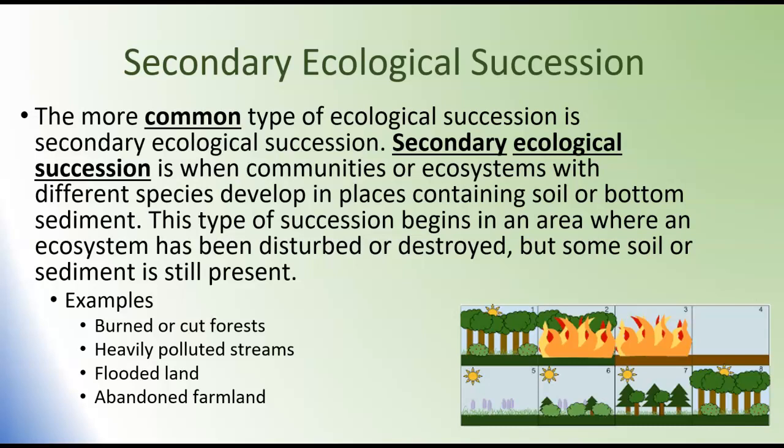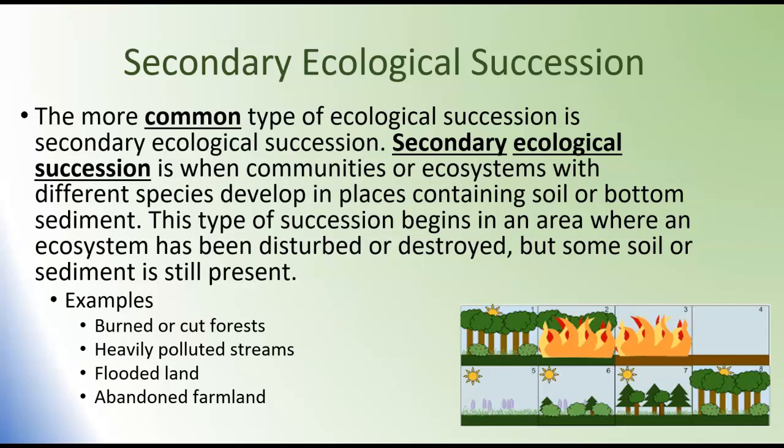And secondary ecological succession is when communities or ecosystems with different species develop in places containing soil or bottom sediment that's there already. So in this example, it begins in an area where the ecosystem has been disturbed or destroyed, but there's soil in place.